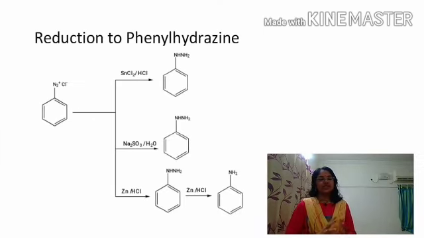The last reaction is the reduction of benzene diazonium chloride. When benzene diazonium chloride is reduced with stannous chloride, that is SnCl2, in acidic medium, we get phenylhydrazine. In place of stannous chloride, we can use either sodium sulfite, that is Na2SO3, or zinc in the presence of HCl. If we use zinc in the presence of HCl, it undergoes two-step reduction: first it forms phenylhydrazine, and then it is reduced again to aniline. So that is all in this session.